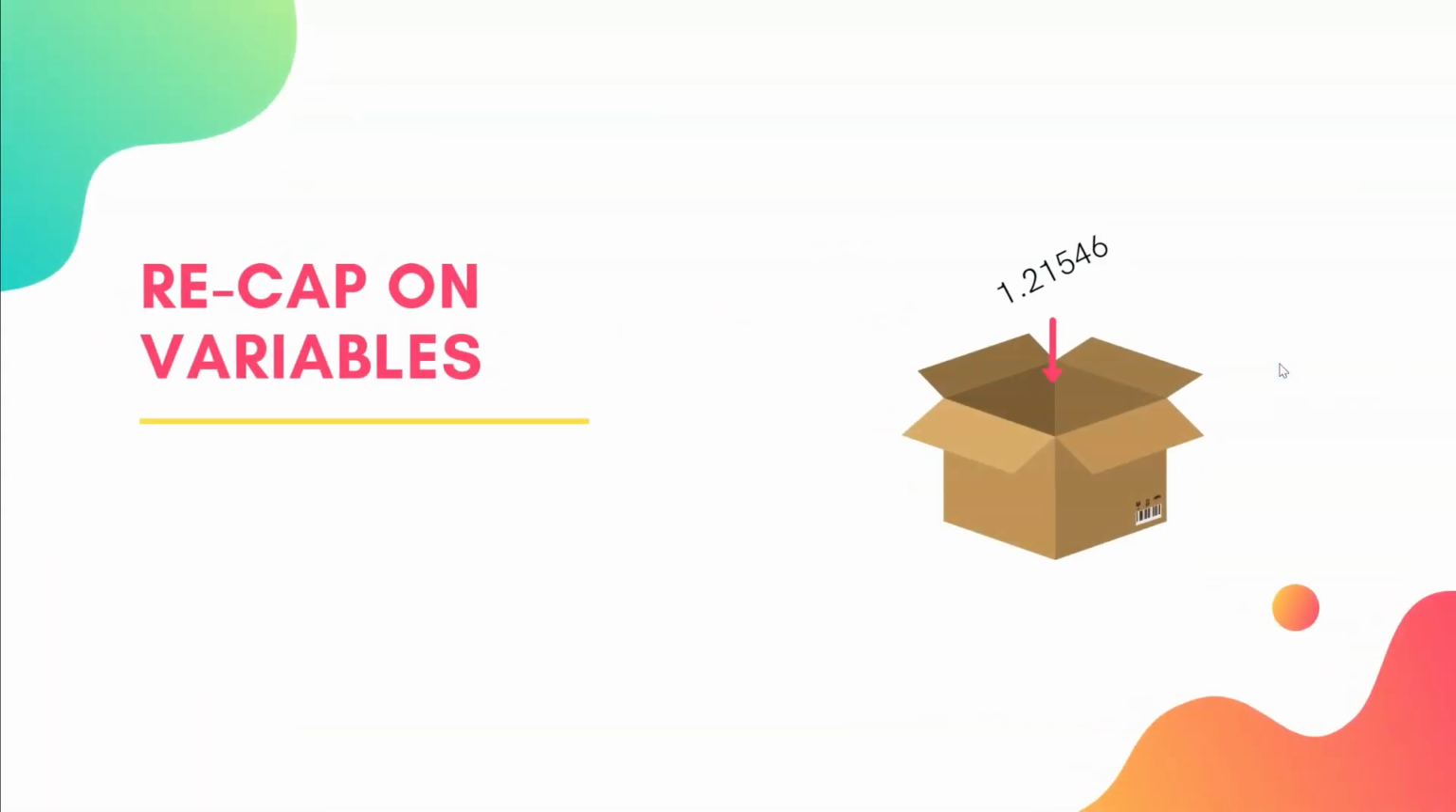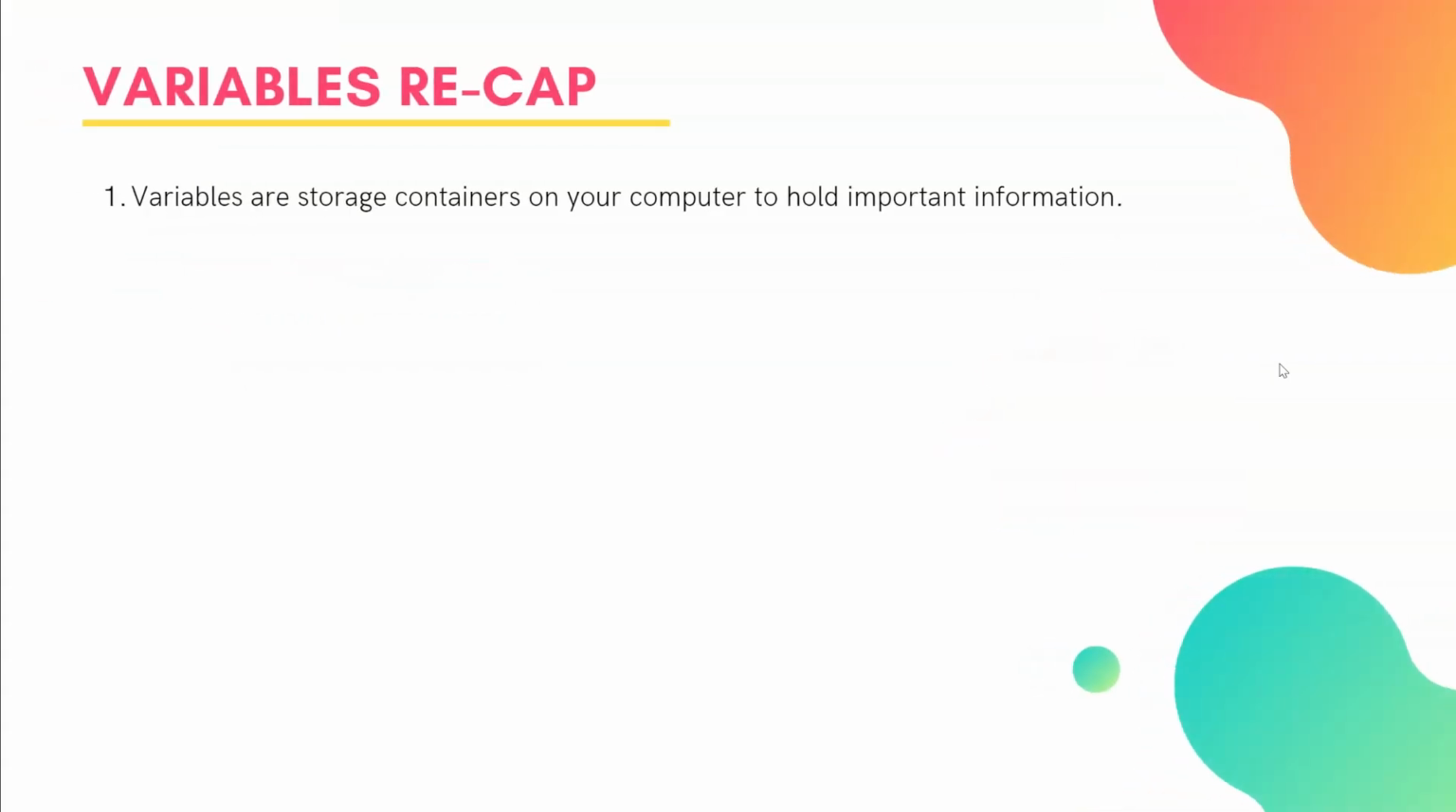We'll do a recap on variables, and we'll look at how they're like storage containers, as you see the box on the screen. Variables are storage containers on your computer to hold important information. It's how your computer will store bits of information for you in a labeled container. Imagine a box going onto a shelf with a label on it, so you know what's inside that box, with the label telling you the name of the bit of data you've got in there, and you'll also have the type of data on there.